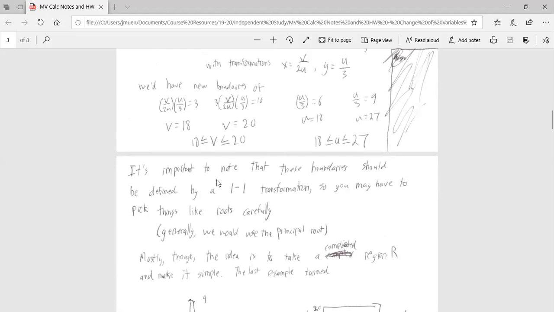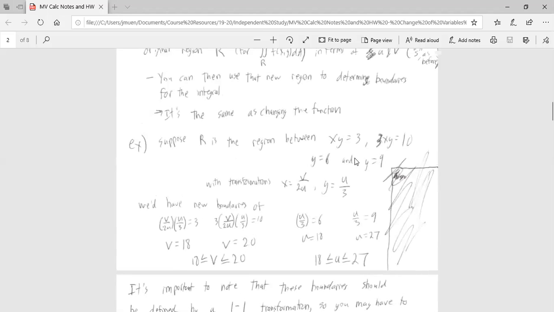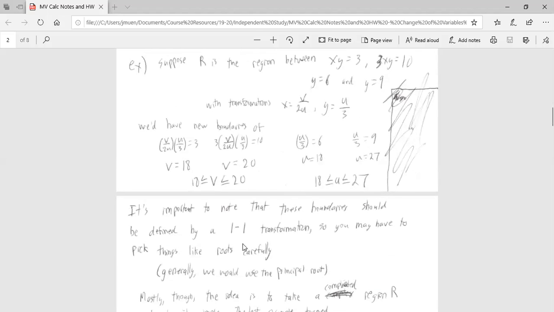It's important to note here that these boundaries should be defined by a one-to-one transformation. So if I go from these 4 boundaries into this, my transformations, these particular things, should be able to get me back. We want them to be one-to-one, essentially meaning that I have both a forward transformation and an inverse transformation that are both well-defined. So let's take a look at how that might be a problem.